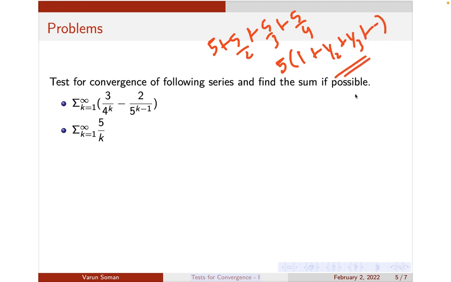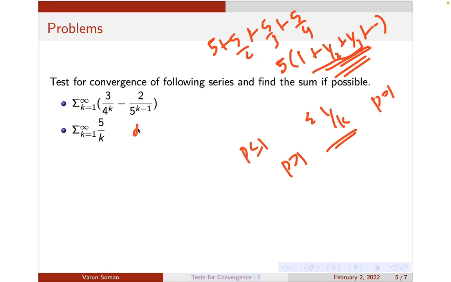And what is this series? This is your P series with P equal to 1, the harmonic series. You know that this is divergent. Because this is a harmonic series with P equal to 1, and it is divergent if P is less than or equal to 1, convergent if P is greater than 1. Therefore, this one is divergent. Hence, 5 into this whole one also will be divergent. So this is a divergent series. So basically, you can see that multiplication by a non-zero constant will not affect the convergence or divergence. That is the result being used there.